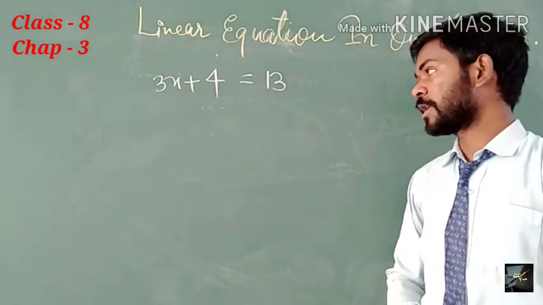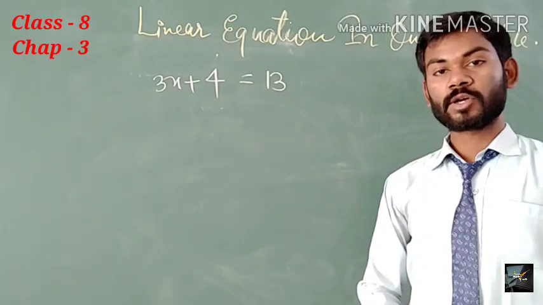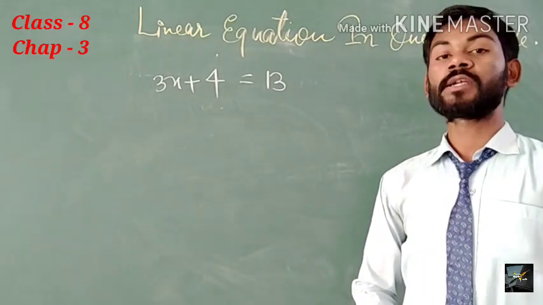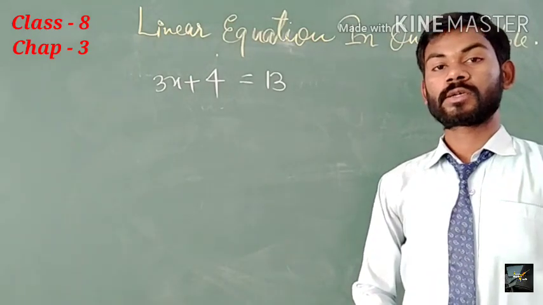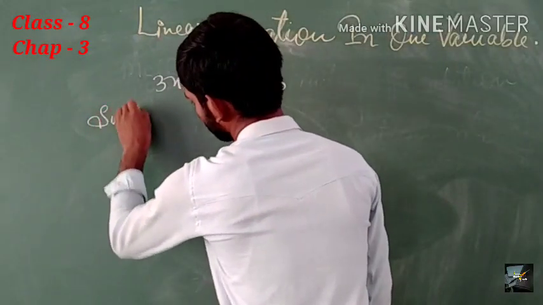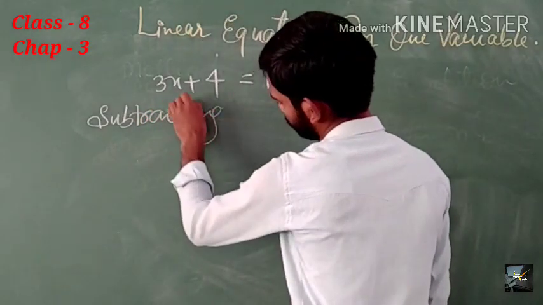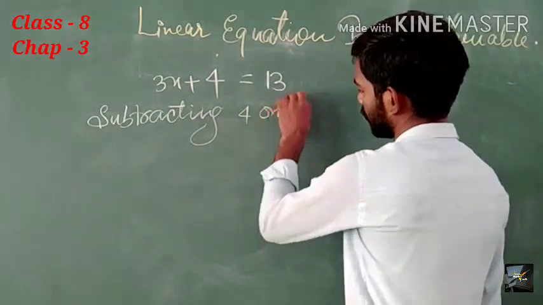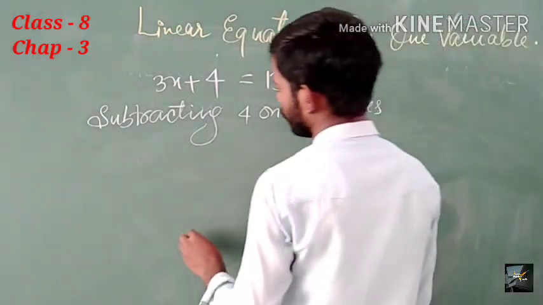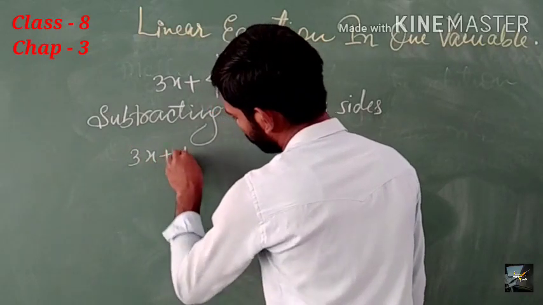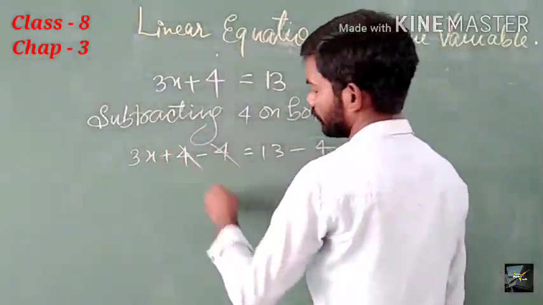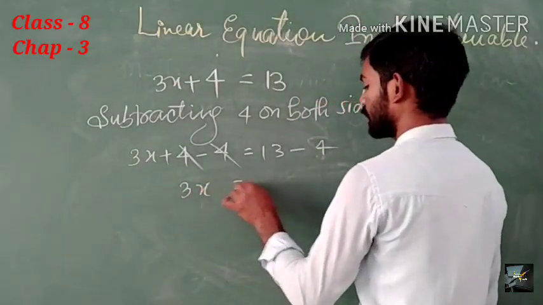As you have seen here, the heading was inverse operation for elimination. Elimination means we have to vanish the quantity which does not have a variable. So here we write subtracting four on both sides. So when we subtract, we get 3x plus 4 minus 4 is equal to 30 minus 4. So here 4 and 4 become cancelled out, and we get 3x is equal to 9.